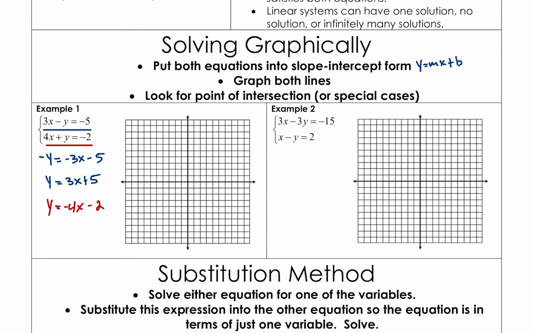Starting with the blue equation, y equals 3x plus 5, I'm going to go up to 5: 1, 2, 3, 4, 5. So that's my y-intercept. And now my slope is 3. So I rise 3, 1, 2, 3, and go over to the right 1. Now I'm out of room up in this area, but I can do this backwards. I can go down 3, 1, 2, 3, and to the left 1.